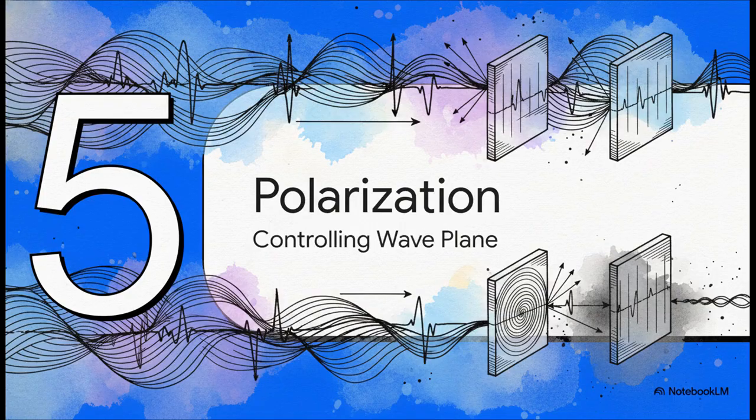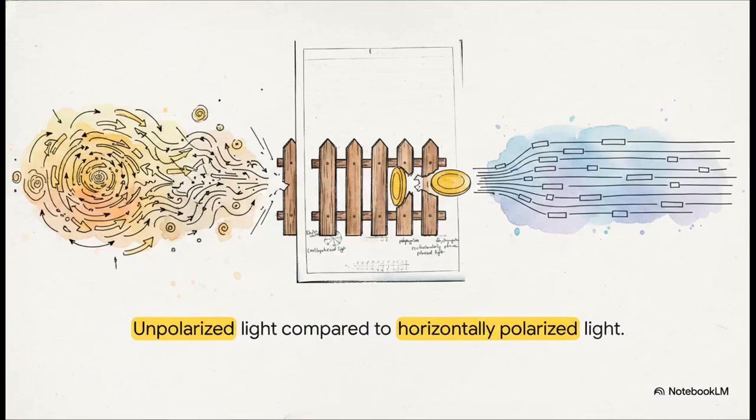Chapter 5, Polarization Basics. Time to control the actual physical orientation of the wave itself. Up until now, we've controlled wave intensity and we've controlled direction. Now we control orientation. See, unpolarized light is completely chaotic. Because light is an electromagnetic wave, its electric vectors normally vibrate in literally all possible directions perpendicular to the way it's traveling. But when we pass this chaotic light through a polarizer, we restrict that wave propagation down to just a single plane, like horizontally polarized light.